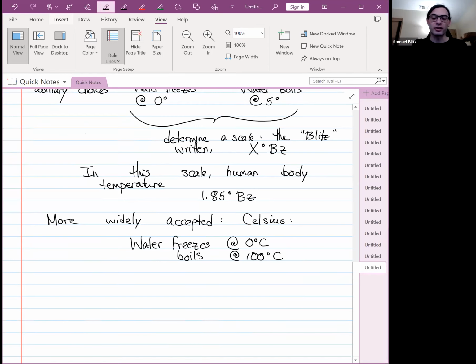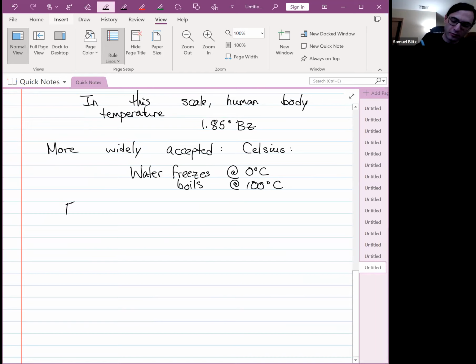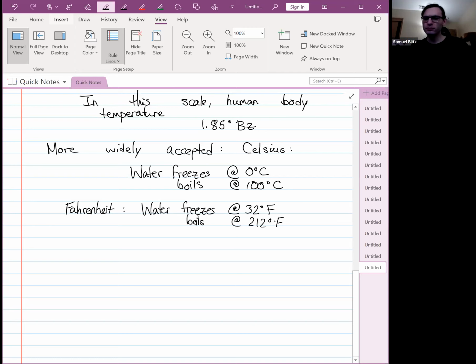And then there's, alternatively, the Fahrenheit scale. Did I spell that right? Yes, I did. So in the Fahrenheit scale, water freezes at 32 degrees Fahrenheit, and it boils at 212 degrees Fahrenheit. Now, how do the people making the scales know the temperature at which water boils?